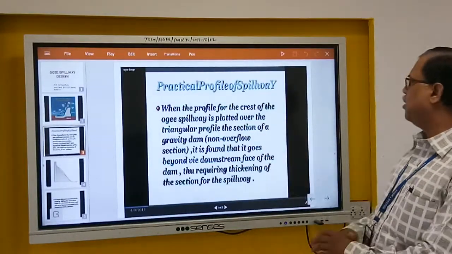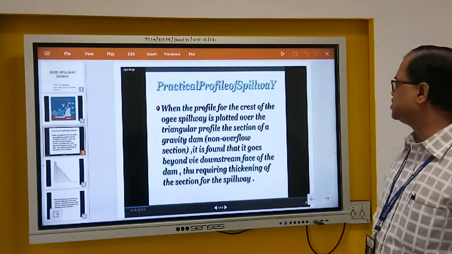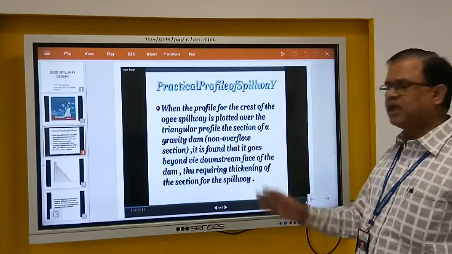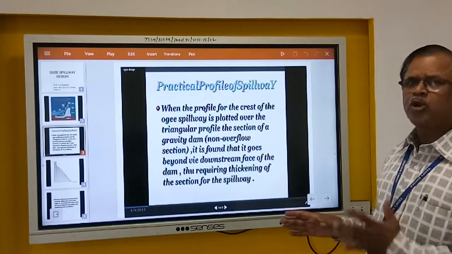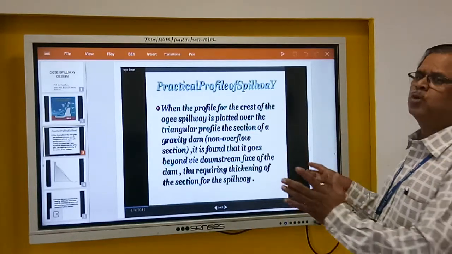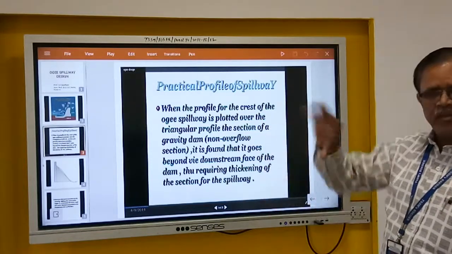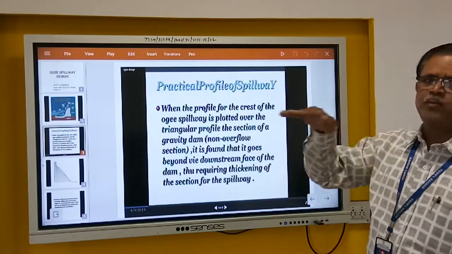When the profile for the crest of the Ogee spillway is plotted over the triangular profile of the gravity dam, that is the non-overflow section, it should match the non-overflow section in such a way that the curve or lower nappe section is fitted so that the overflow section and non-overflow section match. Only there will be rounding of the top portion at the normal pool level.